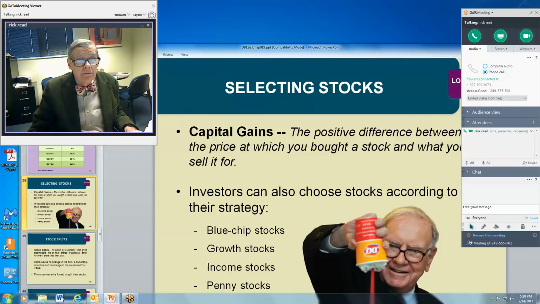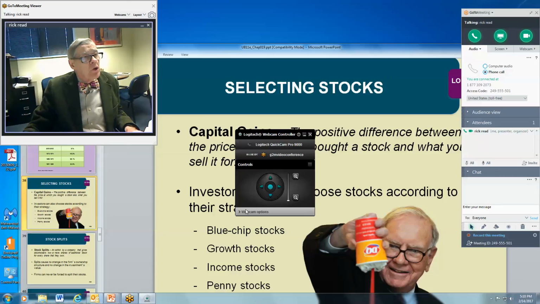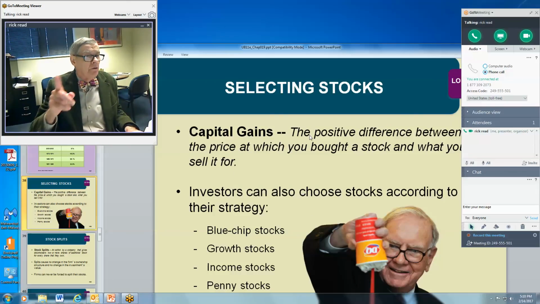Capital gain is the difference between, and notice it uses the word positive, so it means upward, the difference between what you bought a stock for and what you sold it for. And if you have a capital gain there, you're going to have to pay tax on the capital gain. That's why it's difficult to sell stocks and mutual funds. And if you're into that business, get some advice before you sell it.